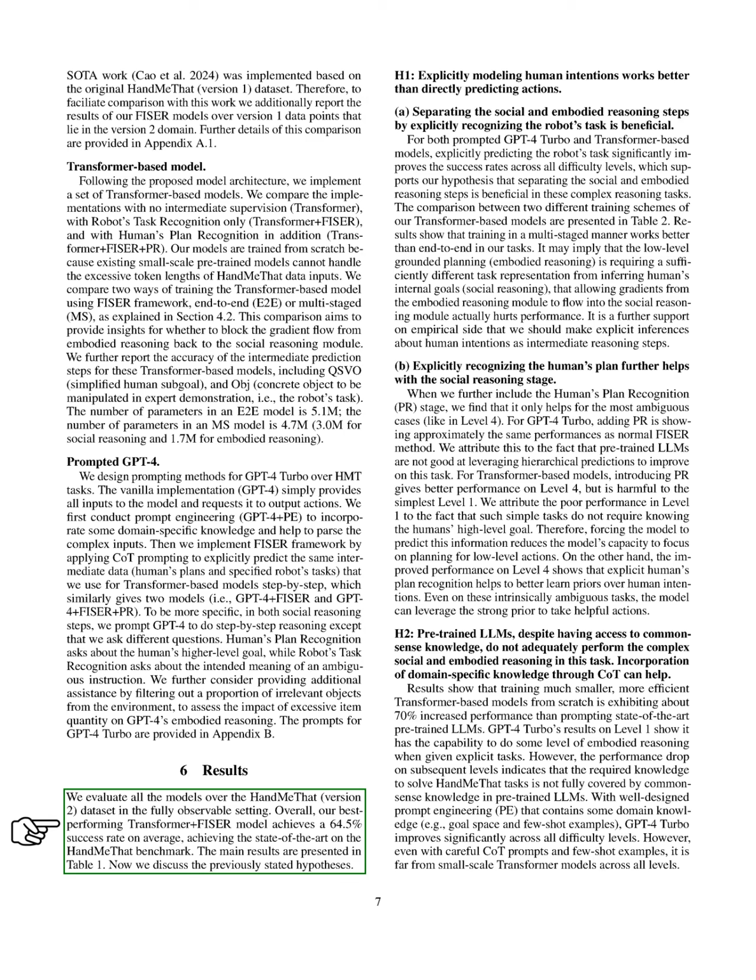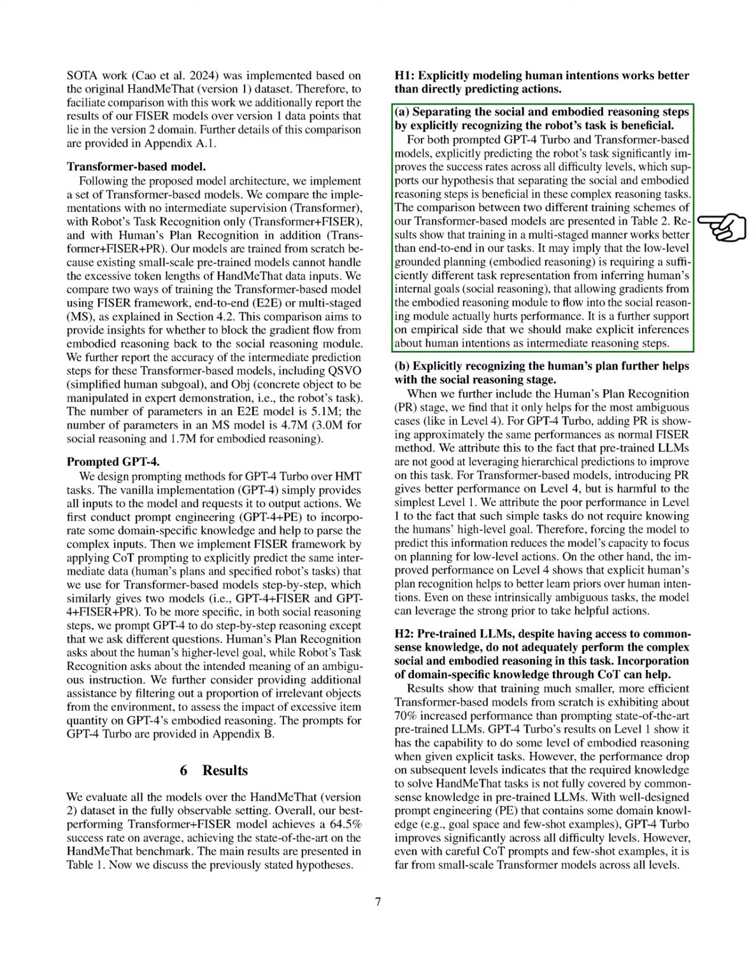First, we find that explicitly modeling human intentions is more effective than directly predicting actions. Separating social and embodied reasoning by recognizing the robot's task improves success rates across all difficulty levels, supporting our hypothesis. The comparison of different training methods shows that multi-stage training outperforms end-to-end training, suggesting that low-level planning requires a different task representation than inferring human goals. This supports the idea that we should make explicit inferences about human intentions as intermediate steps.